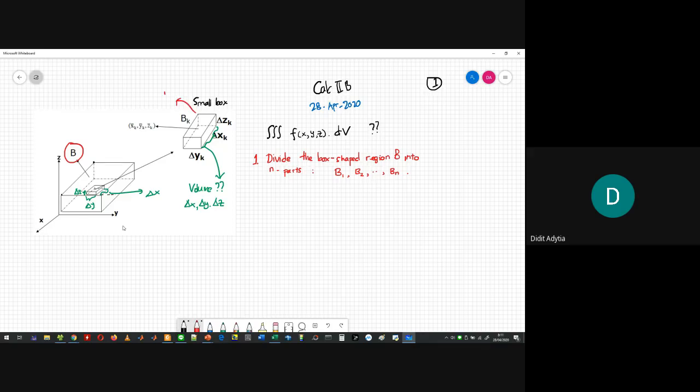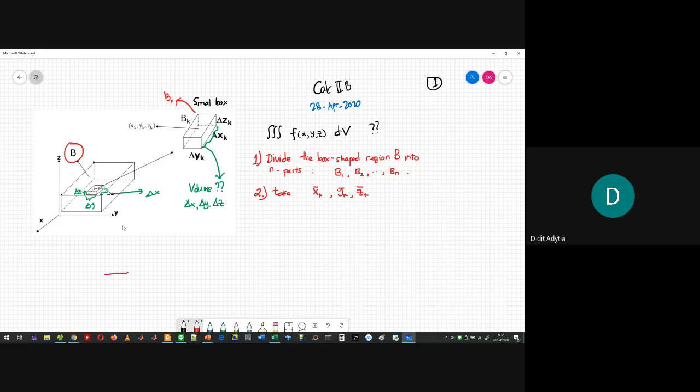This is Bk. Second one, let's say we take some average. The average of this function: the average of x, the y average and the z average. Sorry, this one should be k. This is x_k average, y_k average, and then z_k average.